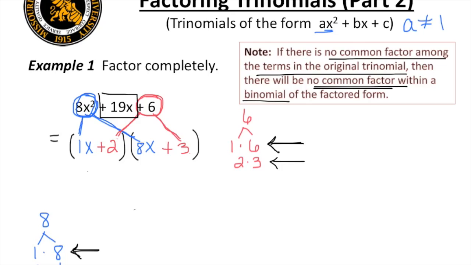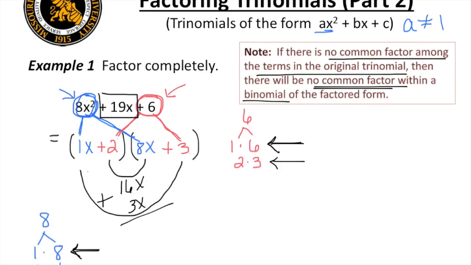Feeling confident that we have the 8x squared term and the 6 based on how we've determined what terms to put in our binomials, we really only need to check the sum of our inner product and our outer product. Our inner product is 2 times 8x, or 16x, plus our outer product is x times 3, or 3x. And notice when we add those together, we do get 19x, which is what we wanted.